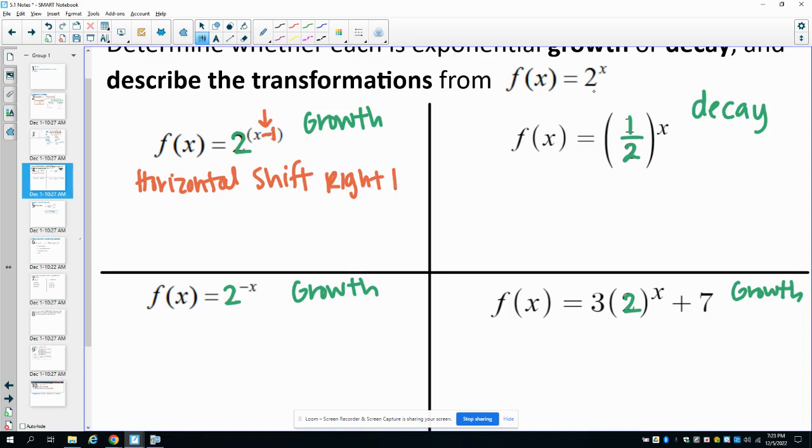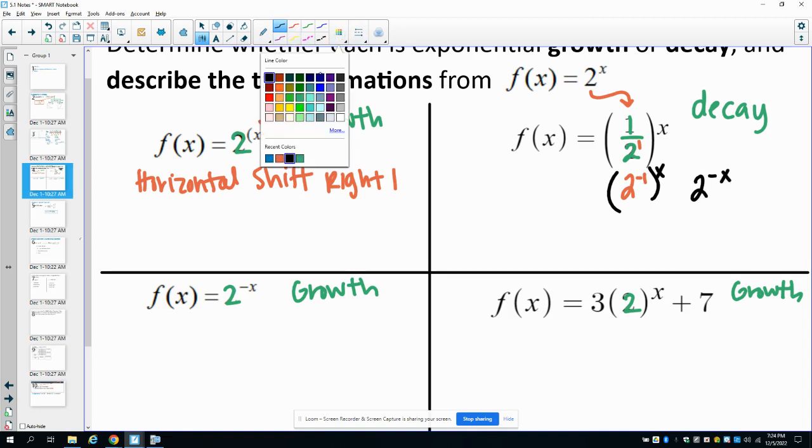This next one, we actually need to get the base to match this so that we can see what it's doing for the transformation. So remember that 1/2 is really 1/2 to the first power. So this is like a 2 to the -1 power inside of here. And then that's to the x. So then we really have 2 to the -x. So this one is multiplying by a negative. So it's really kind of the same as this one, except for that we've got that decay happening.